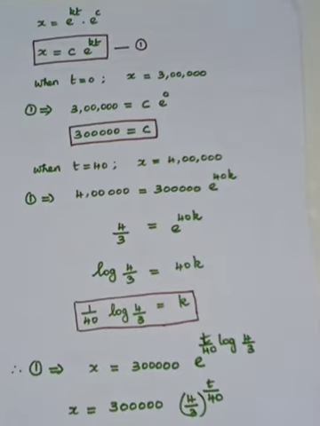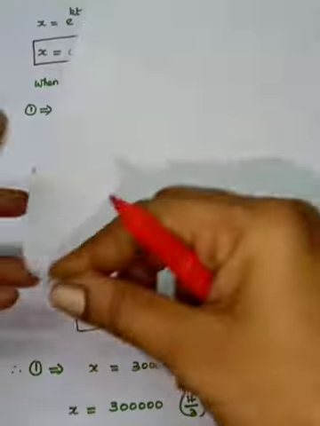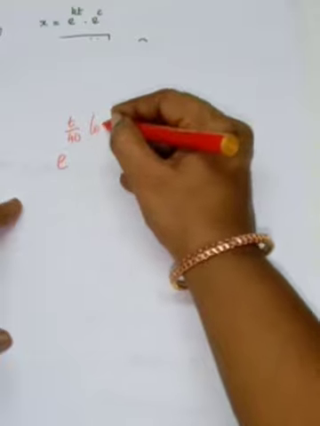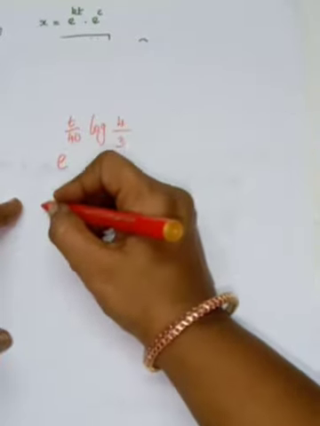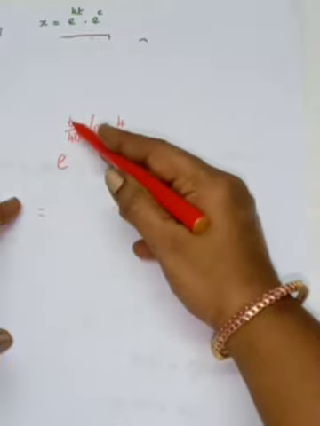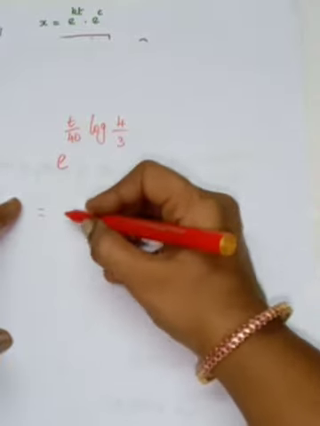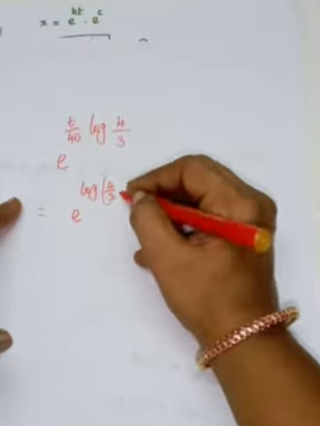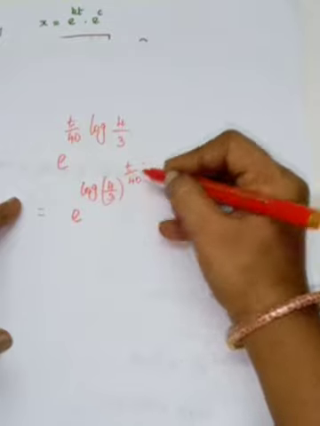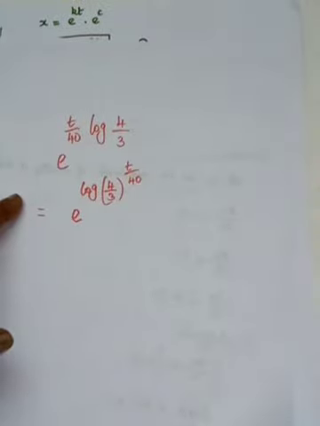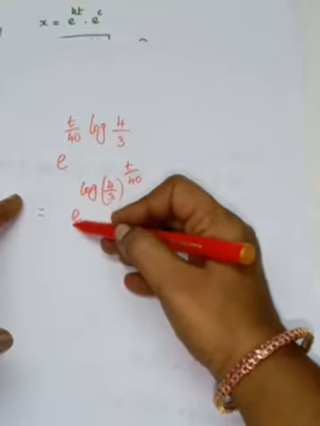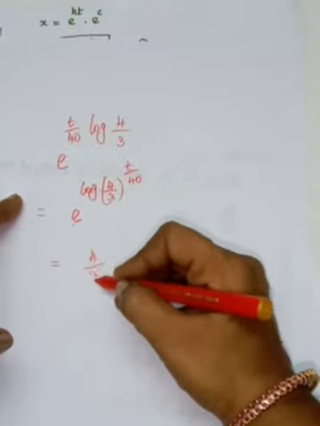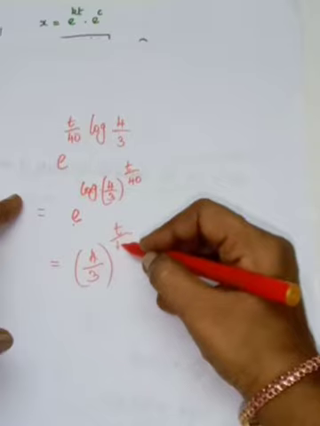And e and log, you see here, it is e power t by 40 log of 4 by 3, isn't it? Okay, how it looks like, it is m log a. So m log a can be written as e power log of 4 by 3 to the power t by 40, because m log a is equal to log a power m. So the exponential and the logarithmic inverse functions are getting cancelled. So the answer is 4 by 3 to the power t by 40.